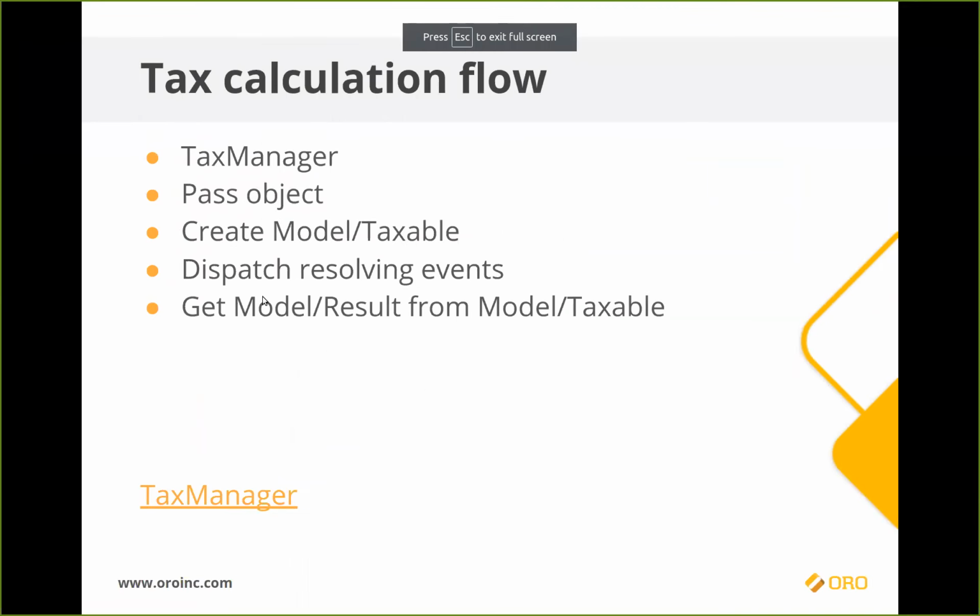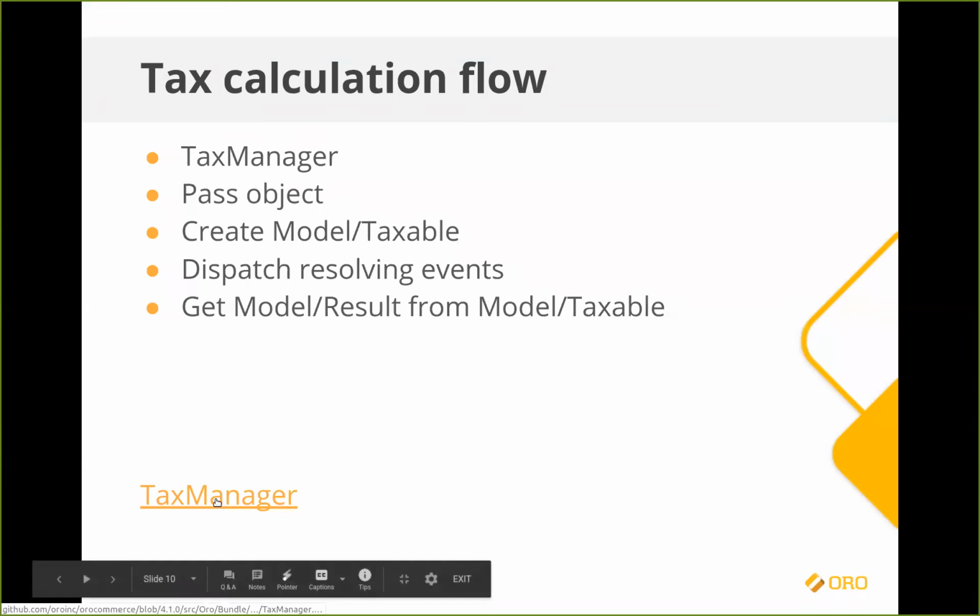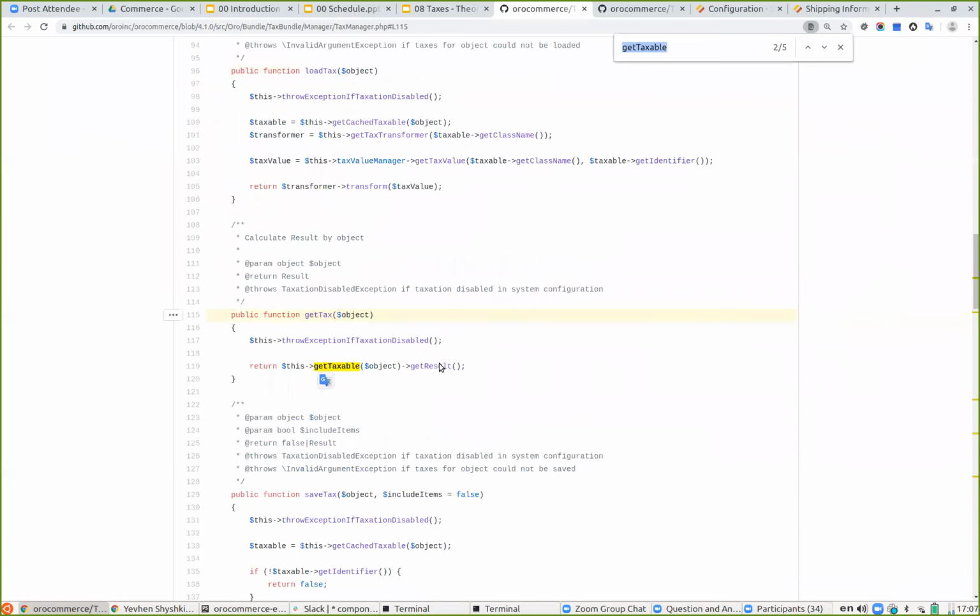Talking about the tax calculation flow, everything is happening inside the TaxManager. So TaxManager is the entry point for this calculation. And in order to calculate the taxes, you have to pass an object. It can be a shopping list, it can be an order, it can be a checkout. And then the application is going to call a method called getTaxable. So this is the container we have seen before.